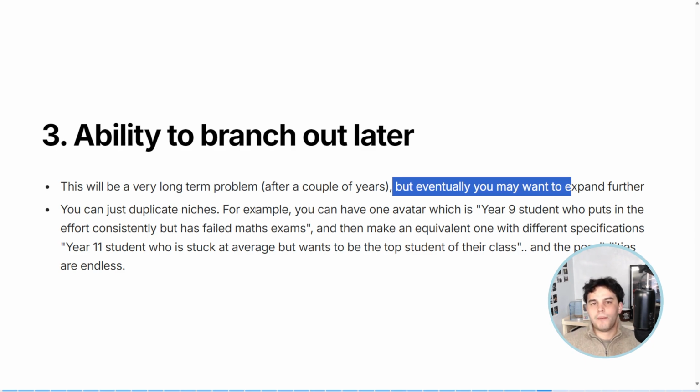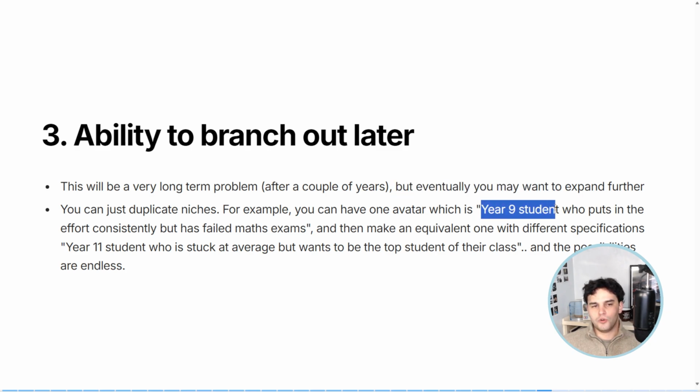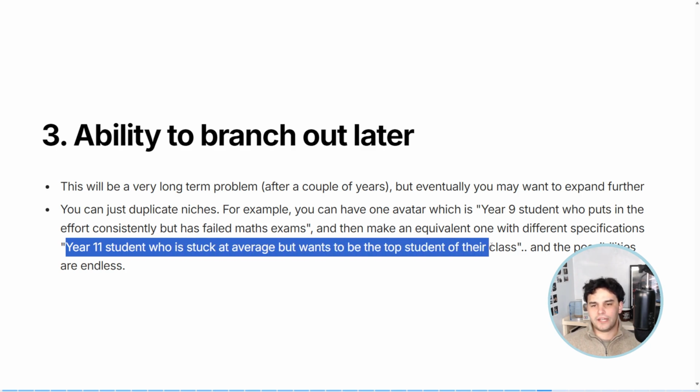For example, this might be one avatar or one ideal client that you might have. Might be a year 9 student who puts in the effort consistently, but has failed maths exams. And then once you're either bored or you want to expand from this, then you can make an equivalent one with different specifications. You can target year 11 students who are stuck at average, but they want to be the top of their class. And the possibilities are endless from there.